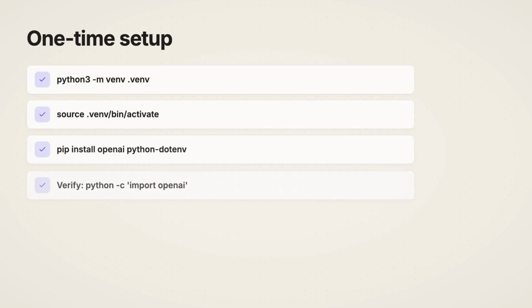4 commands in your terminal. Create a virtual environment so this project's dependencies don't pollute your system Python. Activate it. Install the openai SDK plus python-dotenv for managing secrets. Then verify with a one-liner. If that runs silently, you're ready to write code.